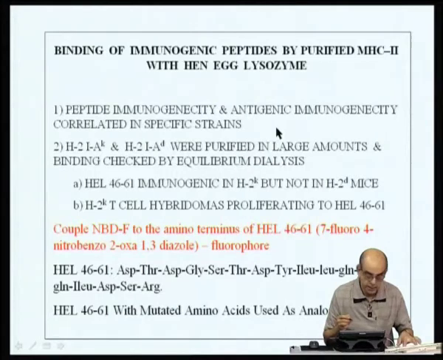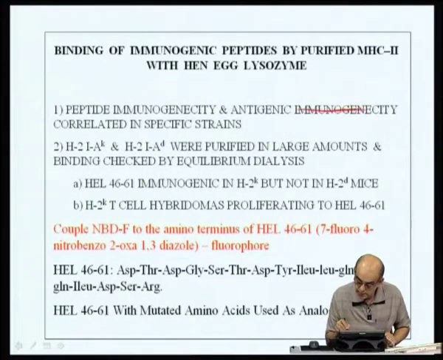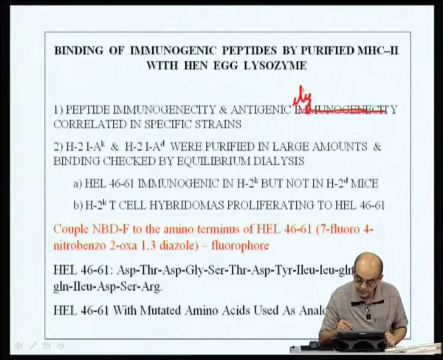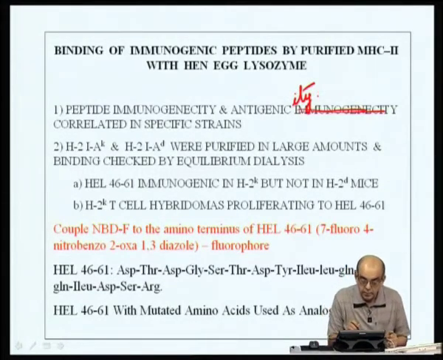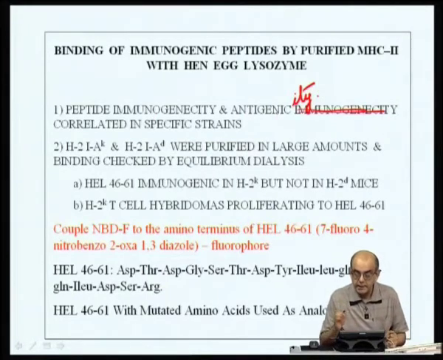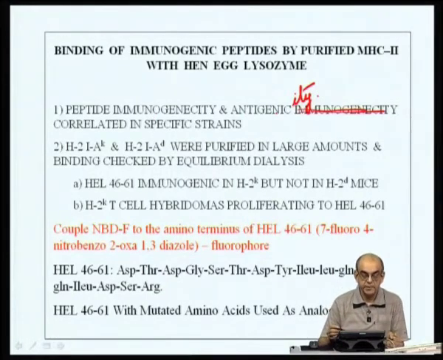There is a small mistake here in this slide. This is not antigenic immunogenicity, this should read as peptide immunogenicity and antigenicity. So, these peptide immunogenicity and antigenicity correlated in specific strains.